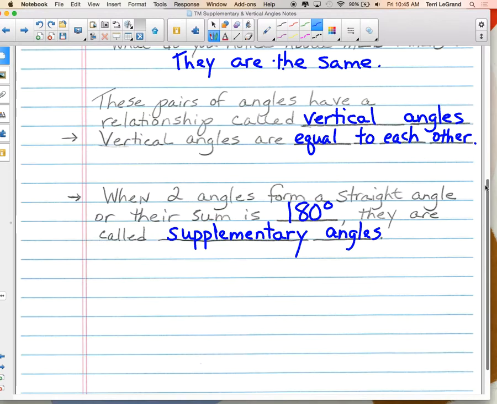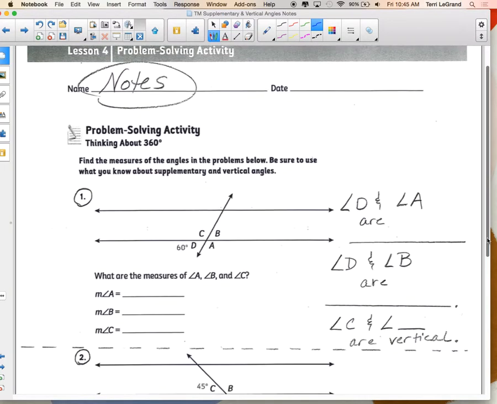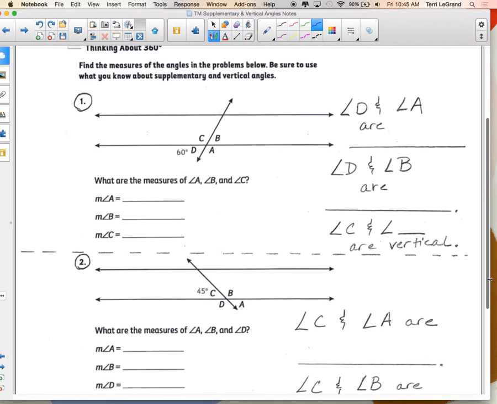Okay, let's go do some practice then. Now that we know our stuff, let's go do some practice. Our directions say find the measure of the angles in the problems below. Be sure to use what you know about supplementary and vertical angles. We just learned some stuff about them, didn't we? Supplementary angles add up to what? 180 degrees. Vertical angles what?